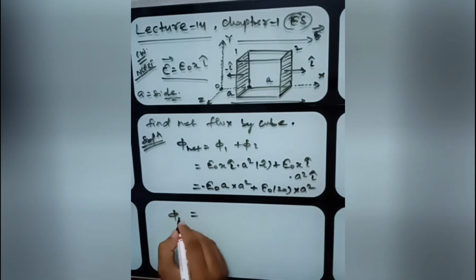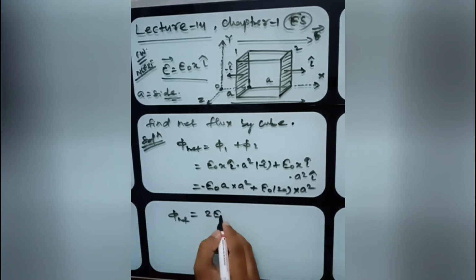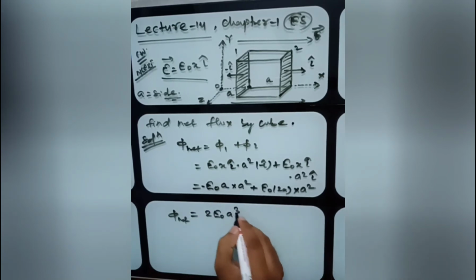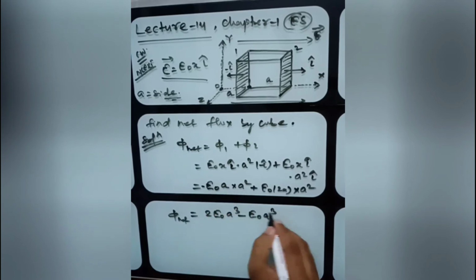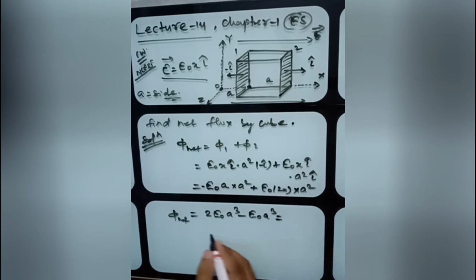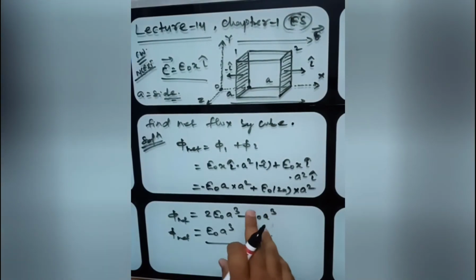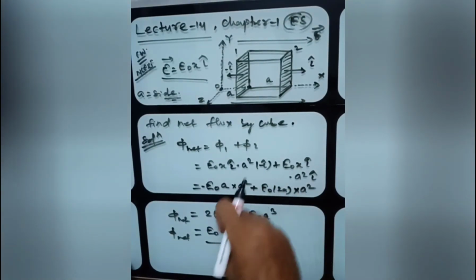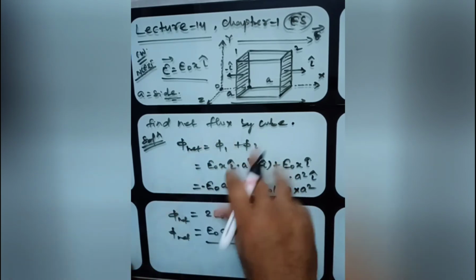Now the net flux, students, is 2 E naught a cubed minus E naught a cubed. So the net flux is E naught a cubed, and this is the answer. I hope, students, you understand very well. In the same way you can solve questions of this type.